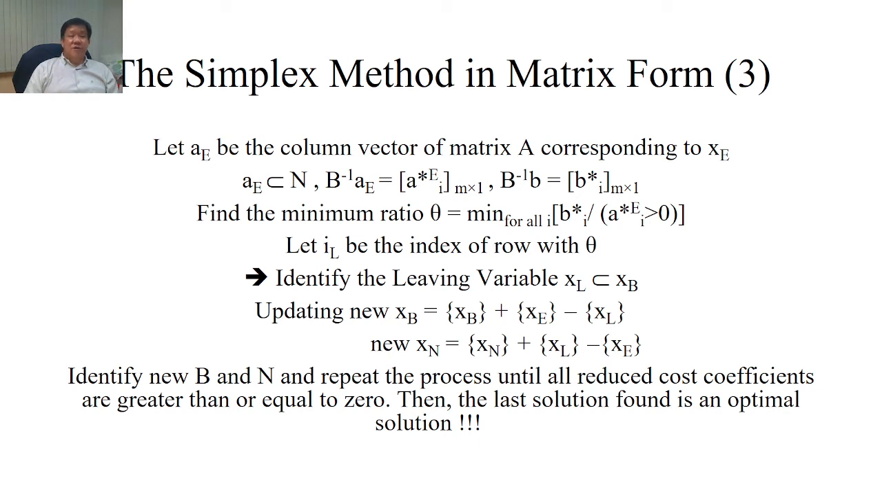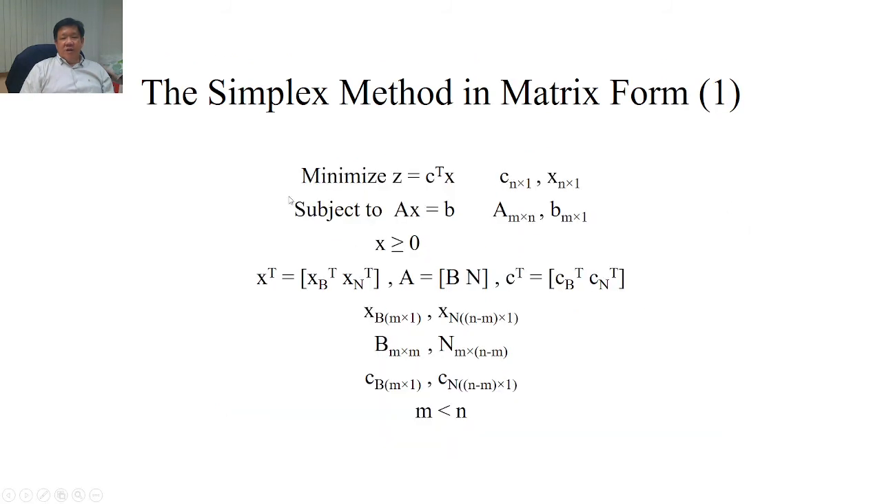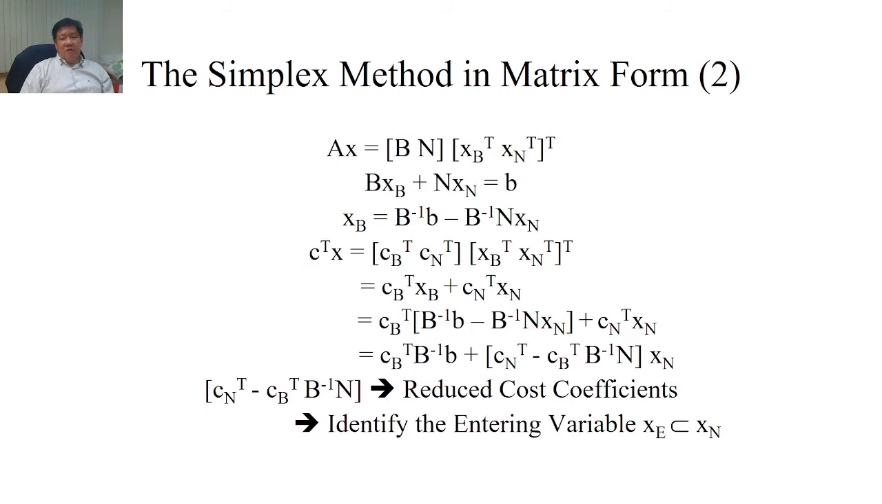Suppose that you want to minimize some objective function, the optimum solution is reaching minus infinity. Or if you want to maximize C transpose x, the new x keeps increasing the value up to infinity. So you have an unbounded situation. That's what I wanted to recall, the explanation of the simplex method in the matrix form.